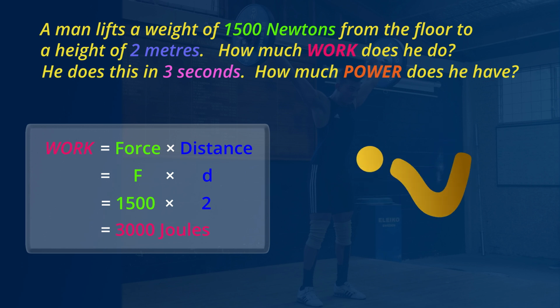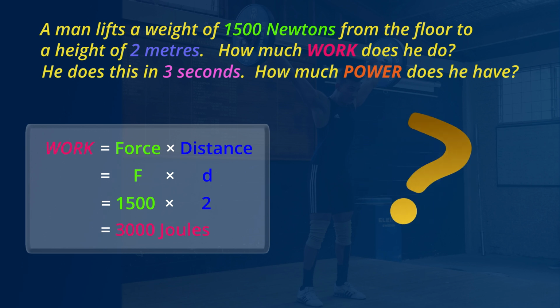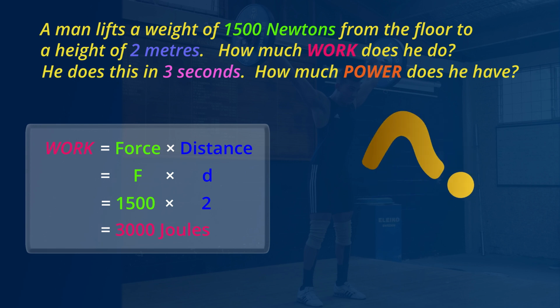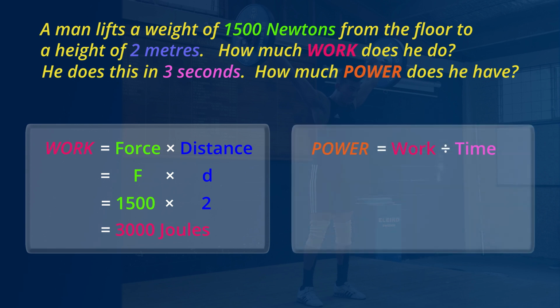Now let's calculate his power. Can you remember the rule for power? If you said the rule for power equals work divided by the time taken to do that work, you're correct. Well done. Power equals W divided by T. The work done in lifting the weight is 3,000 joules, and the time taken to do that is 3 seconds. So 3,000 divided by 3 is his power of 1,000 watts.